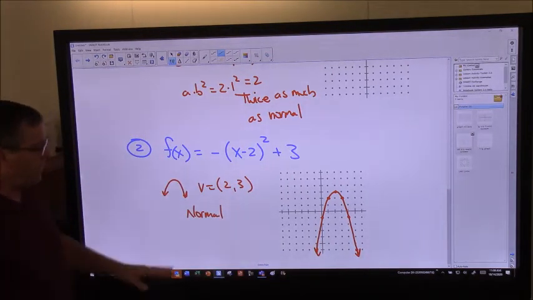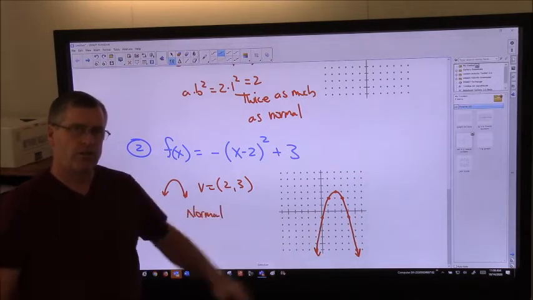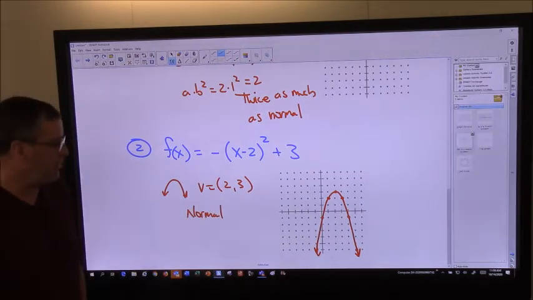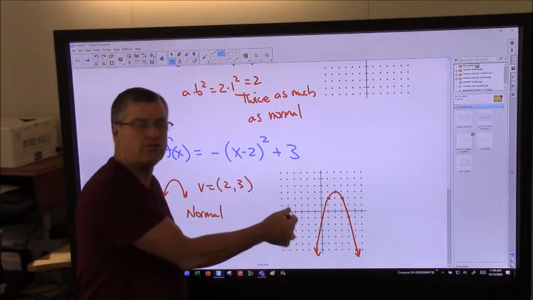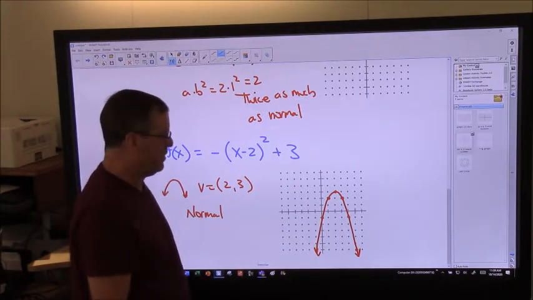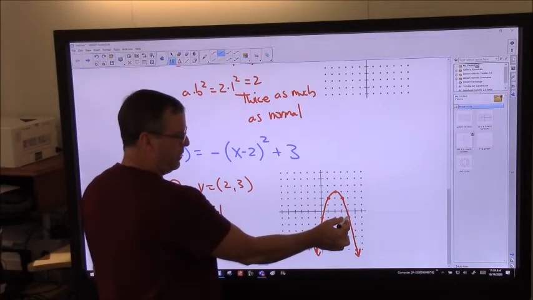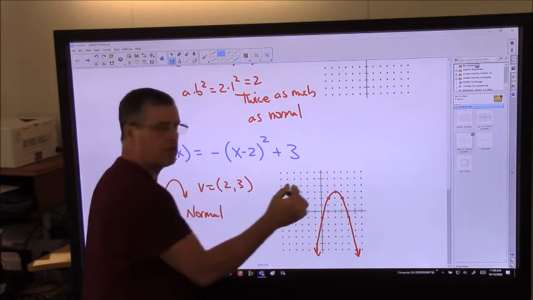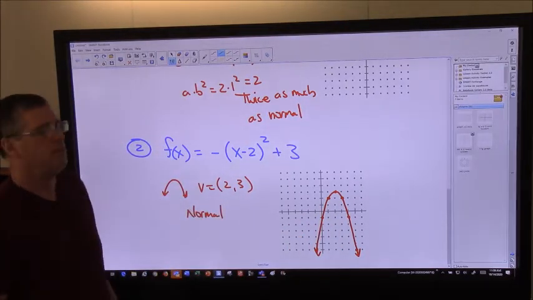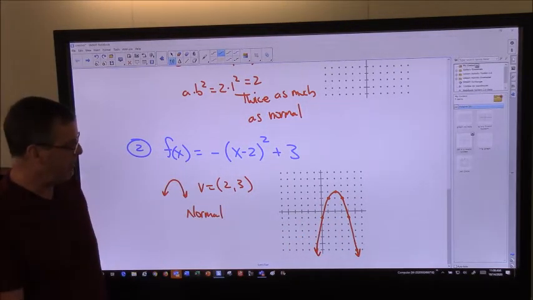Now, I don't get real picky about artwork, but I do get a little picky about some things. Like, if you completely miss a point, you should fix that, all right? Sometimes you can fix it by just making the point larger. So if I would have missed this point right here, I would have just gone back and made the point larger so that it looks like the graph is hitting that.